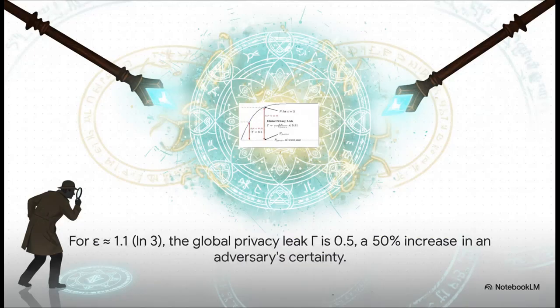And this graph shows it perfectly. It plots that privacy leak, gamma, against epsilon. Now, if you follow that curve, you can see that for an epsilon right around 1.1, which is the natural log of 3, the global privacy leak is 0.5. What that means in plain English is that Eve can become 50% more certain about which students use drugs. This is how we make that abstract number feel real.